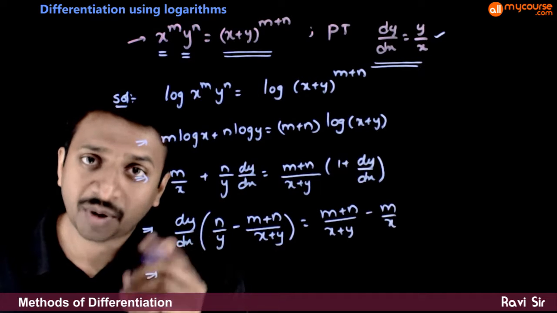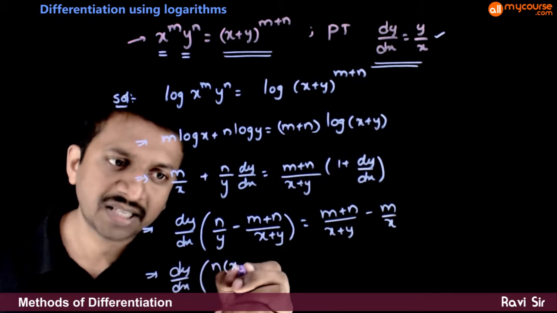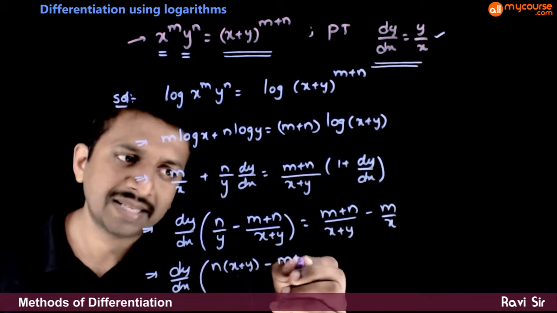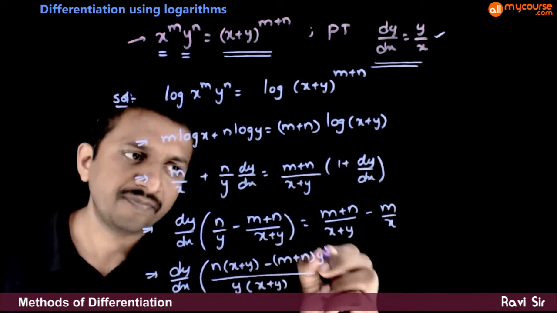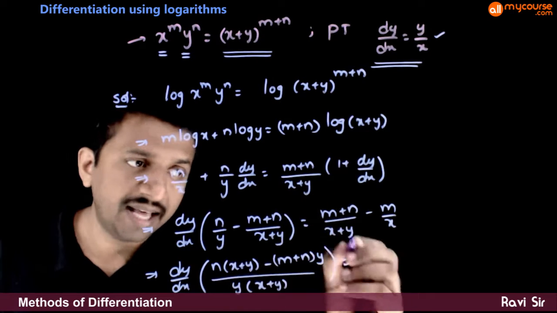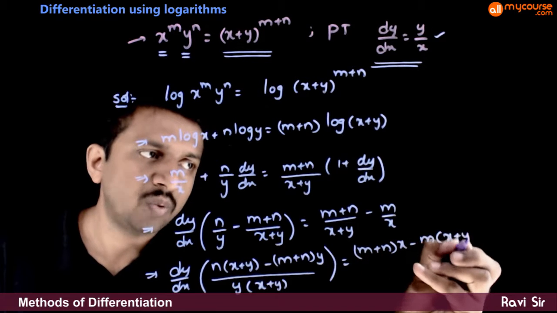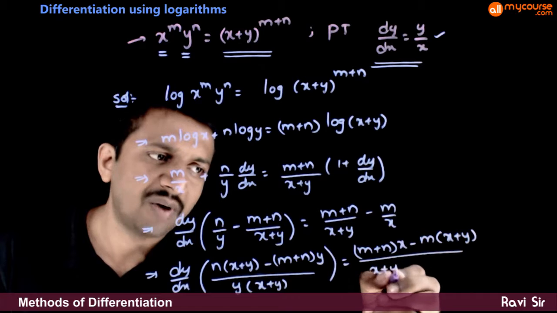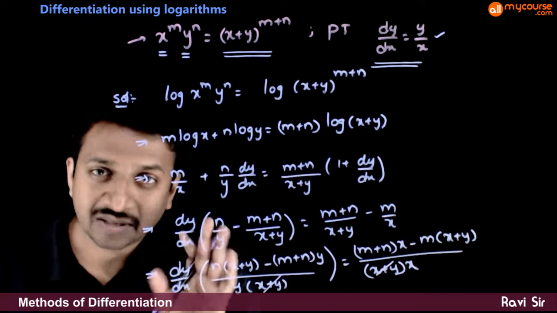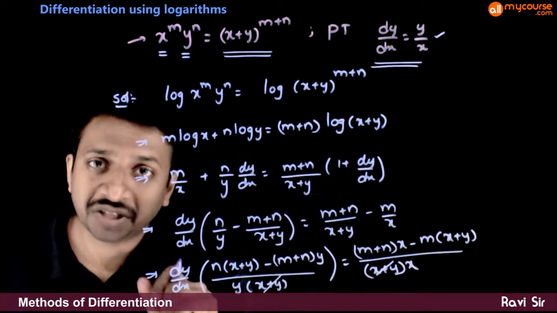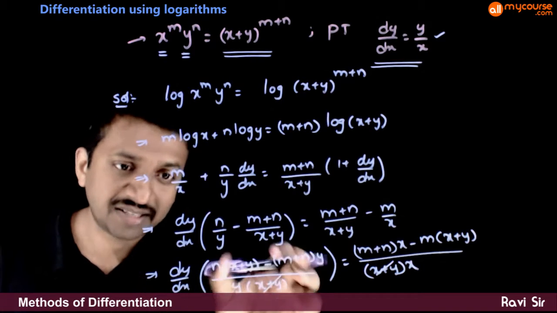So I'll take LCM on both sides. So dy by dx times (n times (x plus y) minus (m plus n) times y) divided by y times (x plus y) is equal to, so here also I'll take the LCM, ((m plus n) times x minus m times (x plus y)) by (x plus y) times x. So this x plus y and this x plus y get cancelled. So I really hope this expression is equal to this expression once I do the simplification. So let us simplify this.